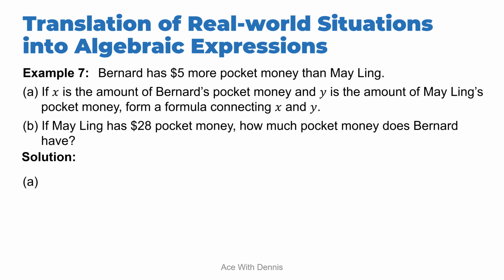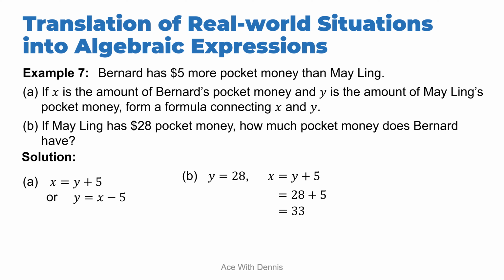Here is the solution. For A, x will be equal to y plus 5, as Bernard has $5 more pocket money than Mei-Ling. Or we can also write the formula as y equals x minus 5. For B, given that y equals 28, since Mei-Ling has $28 of pocket money, therefore x equals y plus 5 will be 28 plus 5, and the value of x is 33, which means Bernard has $33 of pocket money.